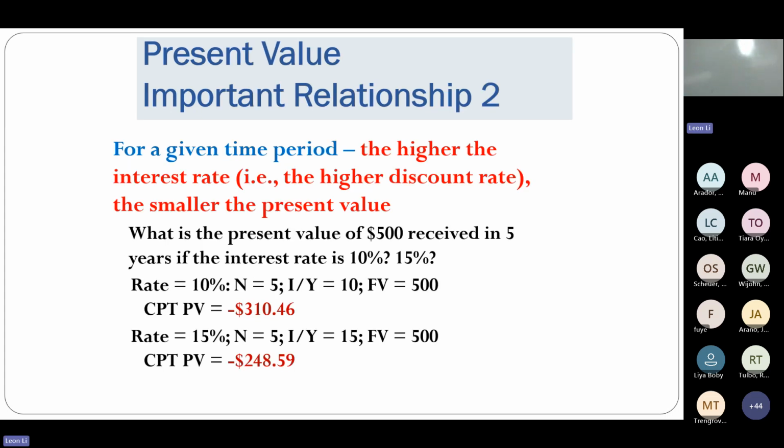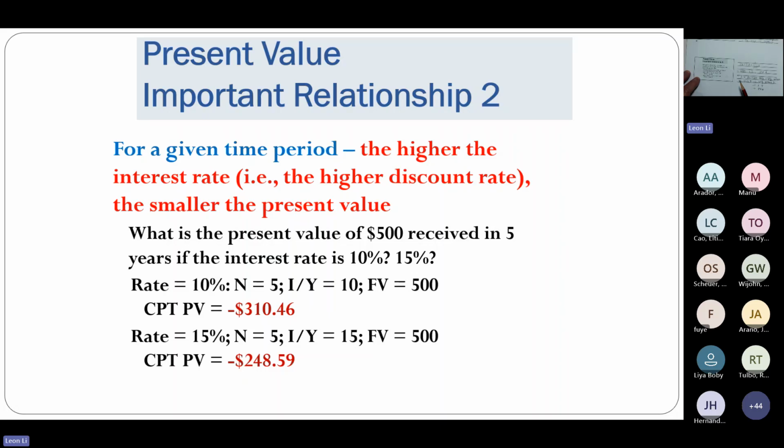Okay. The next relationship, right? For a given time period, the higher the interest rate, the smaller the present value. So again, we give you the example: $500 in 5 years, interest rate 10%, and you can try a higher interest rate, the smaller present value. So again, my handwritten note here. I copy our PV equation. I is our discount rate. You can see higher discount rate, lower present value.